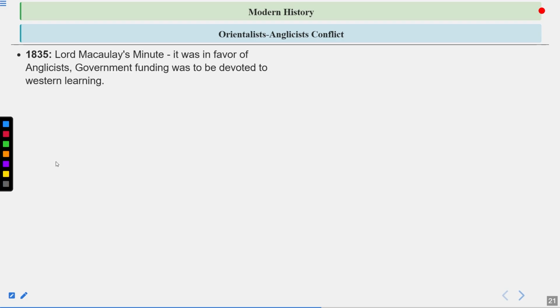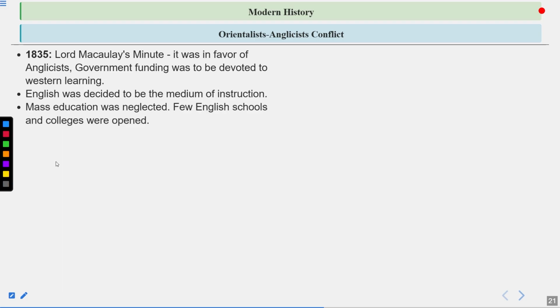Government funding was to be devoted to Western learning. I already told you about Lord Macaulay earlier. English was decided to be the medium of instructions. And do remember, Lord Macaulay was the person who introduced the English education in this country.